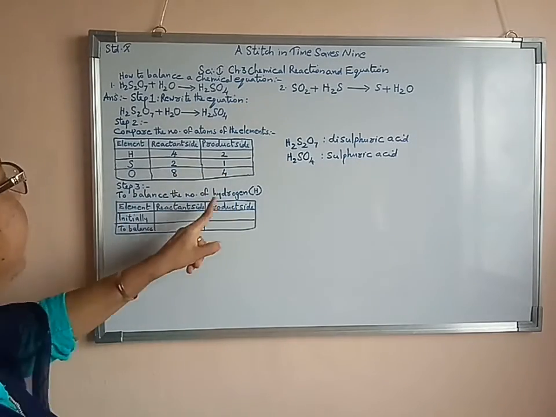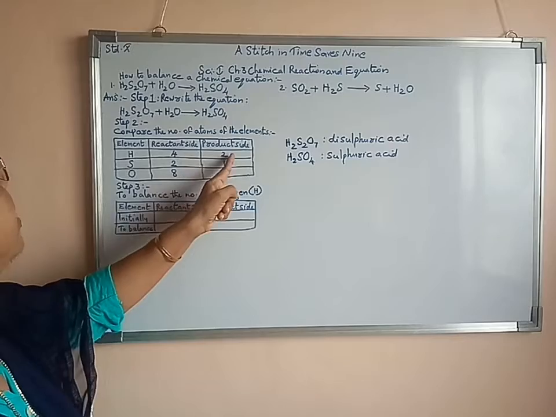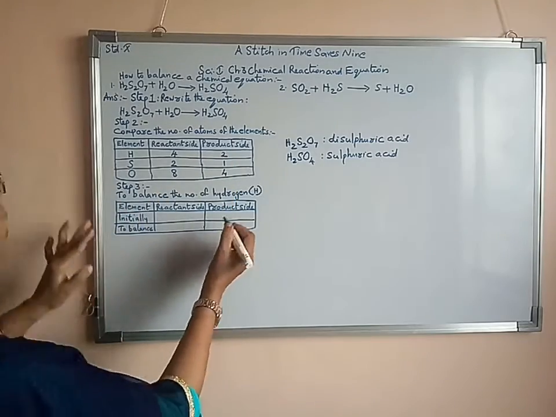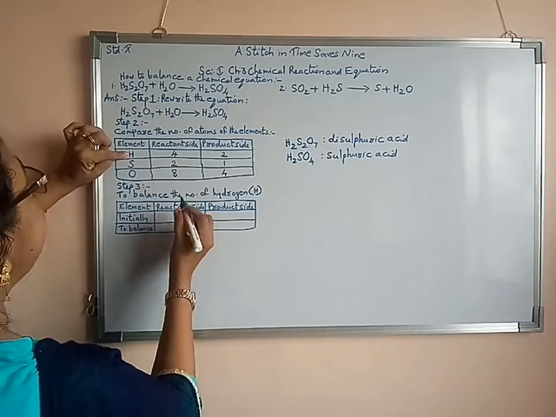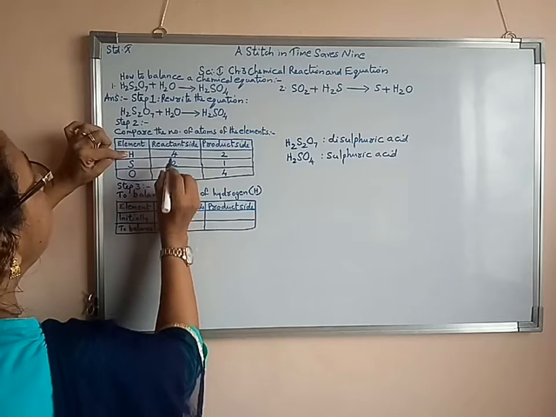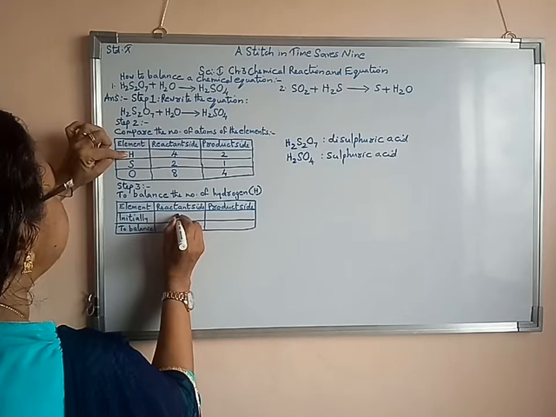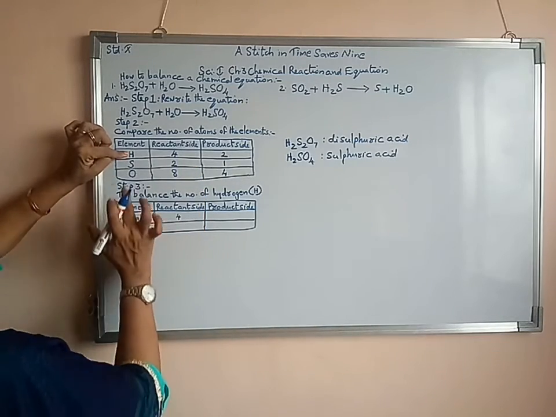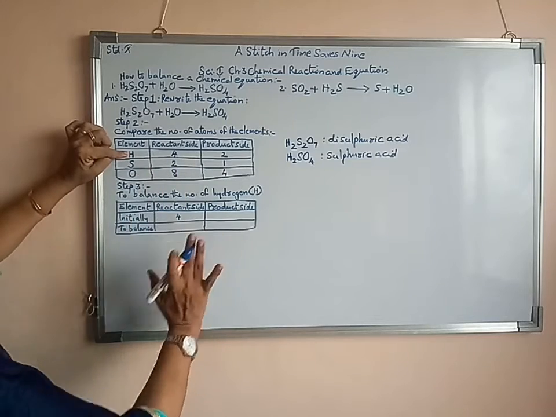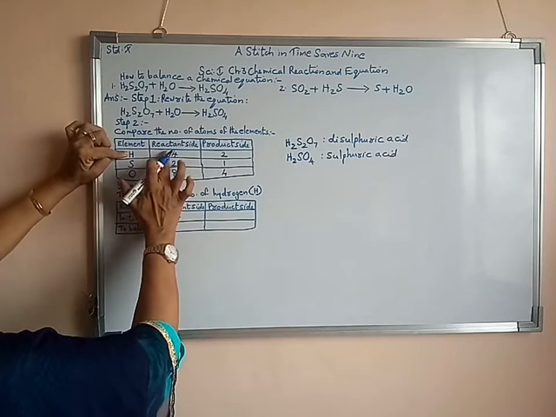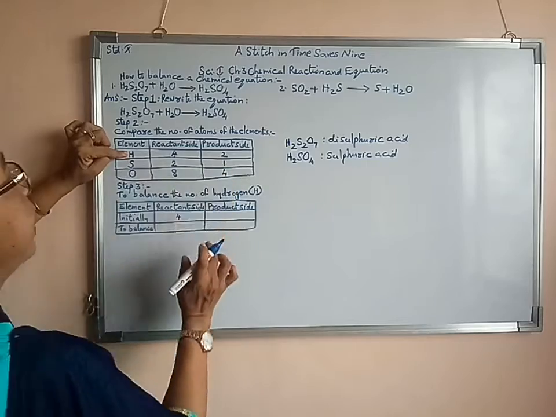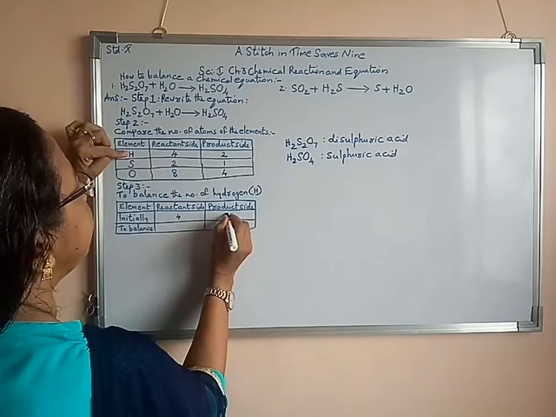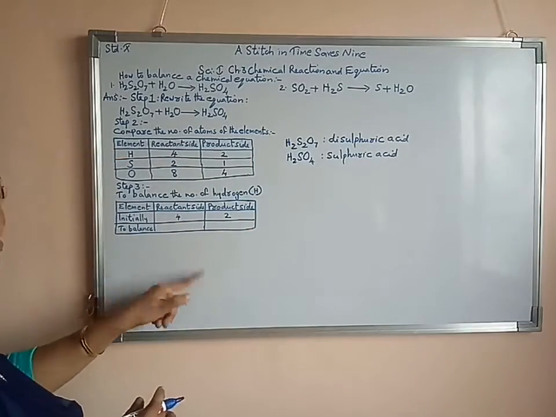Now we are balancing hydrogen. At present we are balancing only hydrogen. So here, in this case, reactant side, how many hydrogen? 4 hydrogen. Initially means a starting time. Now we didn't do any calculation. So in the beginning how many hydrogens are there? 4. Then product side how many hydrogen? 2.